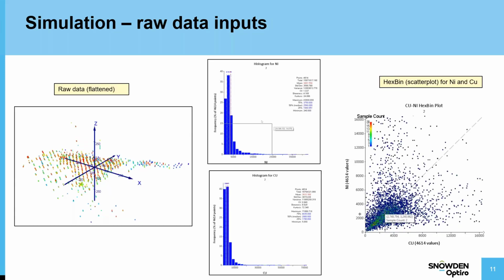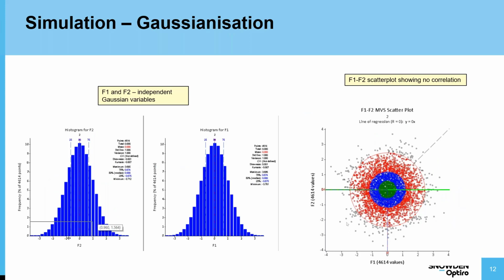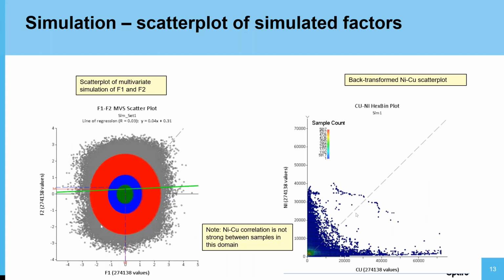Here's some pictures. Here's the raw data in flattened space. Here are the histograms of the nickel and the copper, and here's the scatter plot of the raw data within that ore body. So there's a moderate correlation between nickel and copper. Here's the Gaussianisation. So what the software has done, it's created these two independent variables. Now you could obviously use this with five variables. In this case, there's only two. And what we've created is F1 and F2. Those two variables are independent, and they've been turned into normal scores. And this plot here shows that there's no relationship effectively between the F1 and the F2. What I should say to you, this is not the nickel and the copper. These are the independent variables. They don't correspond to the particular elements. Here's the after the simulation.